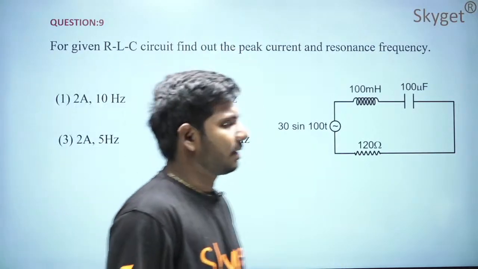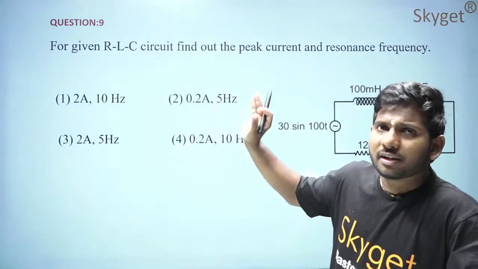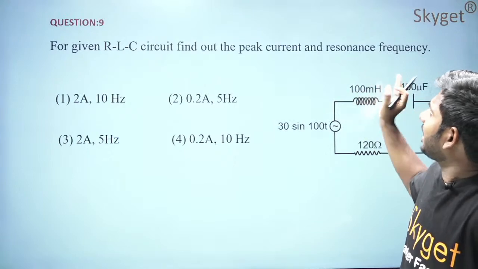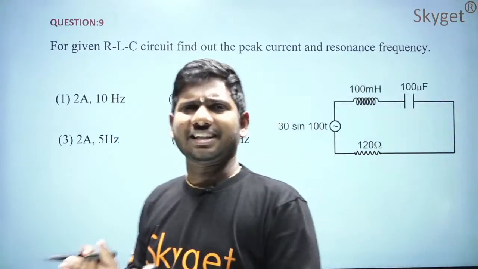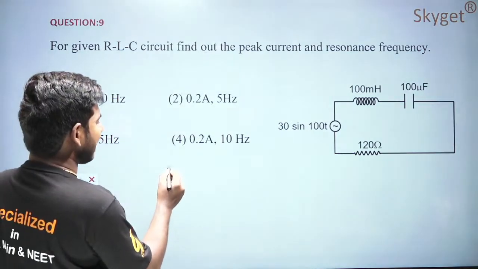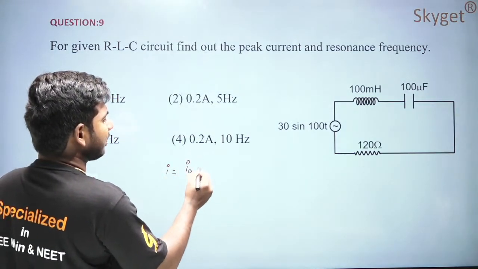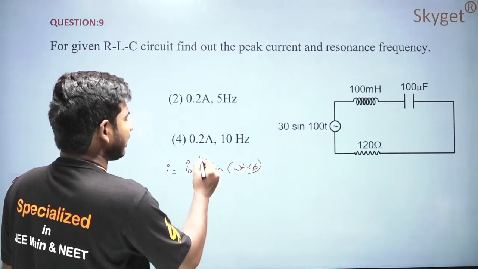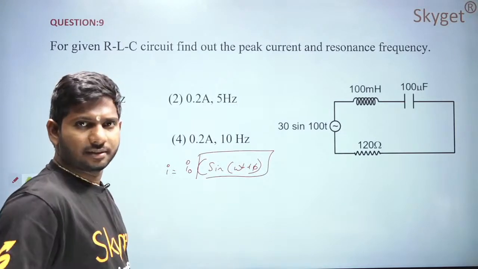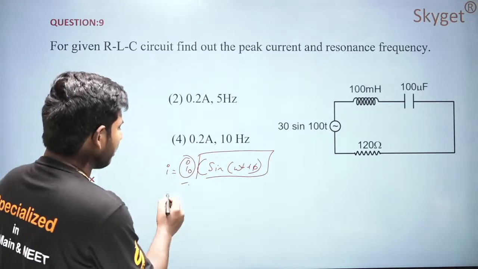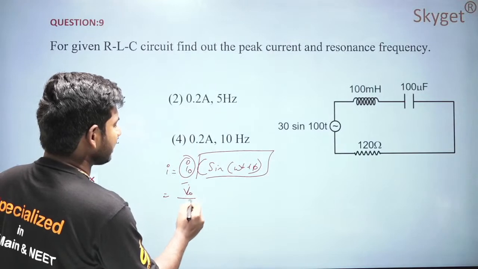So let us go to the next question, students. For the given RLC circuit, find out the peak current and resonance frequency. Peak current is nothing but I naught, because whenever we write current, we can write it as I is equal to I naught into sine of omega t plus phi. We only need to find I naught, the maximum value. I naught we can get by V naught by Z.